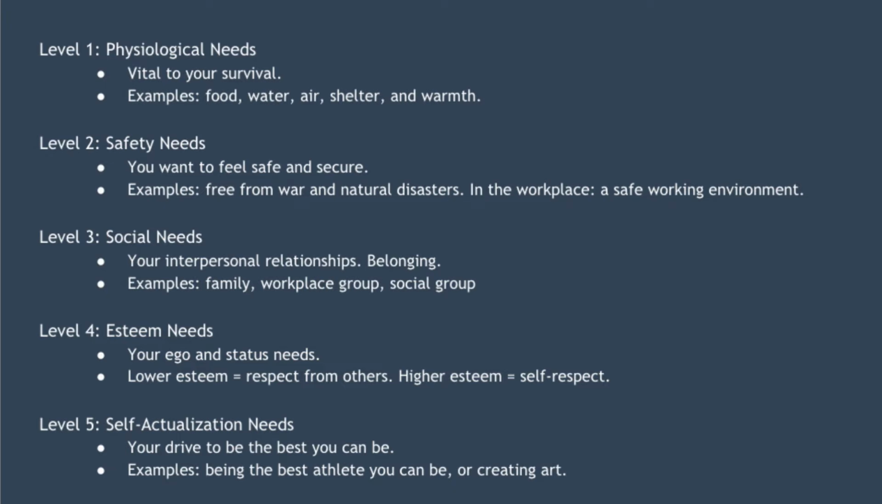Feeling that people love you, that they care about you, and that you belong to a group can help you avoid issues such as loneliness, anxiety, and depression. Next, we have esteem needs or self-esteem needs.